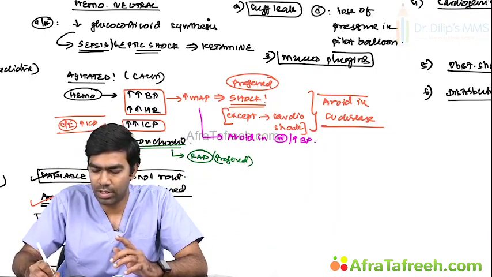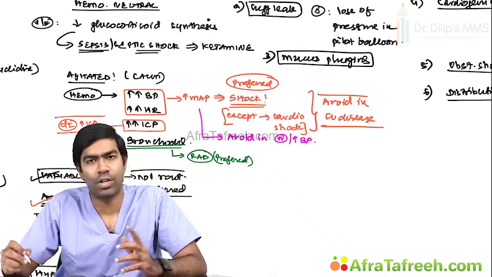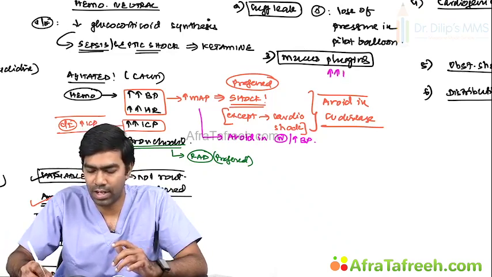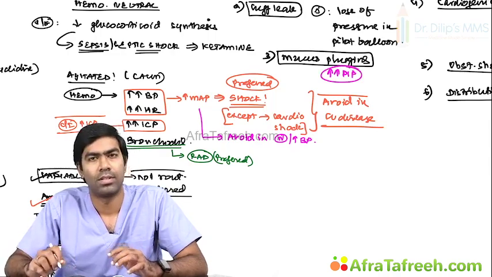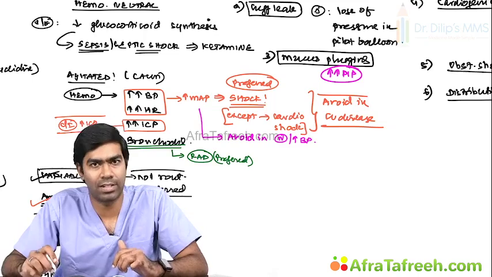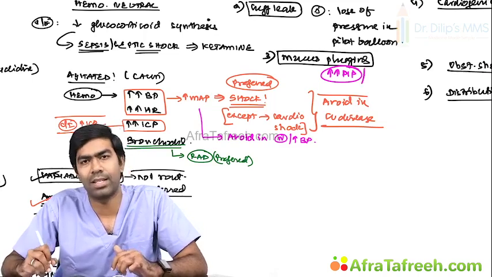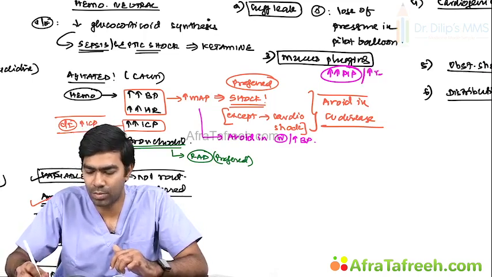Identification of this mucus plugging is quite simple. If you connect to the ventilator, you will be finding very high peak inspiratory pressures due to obstruction. We'll see that in the ventilator section in detail. At the same time, you will be having high resistance to bagging.